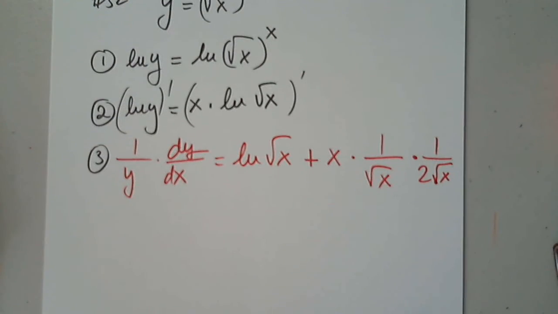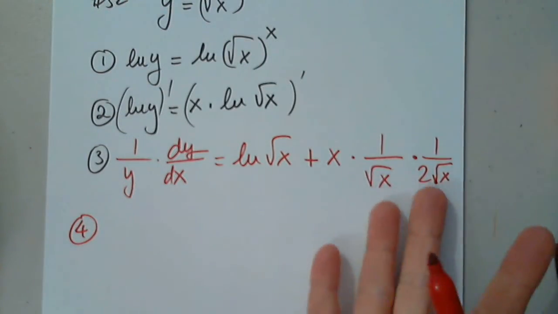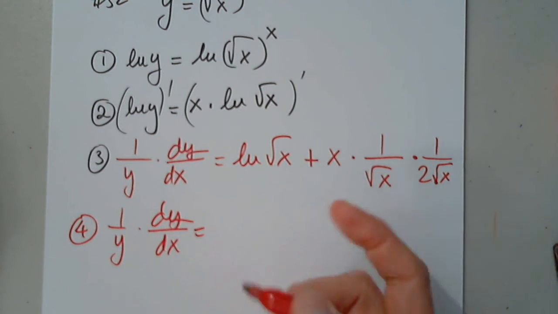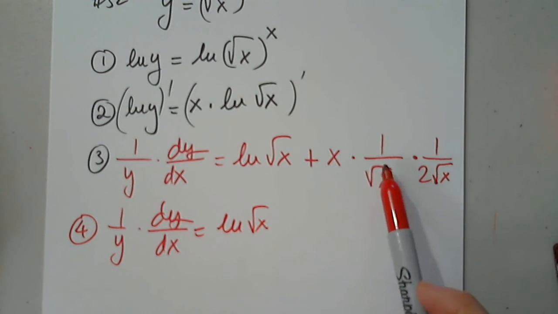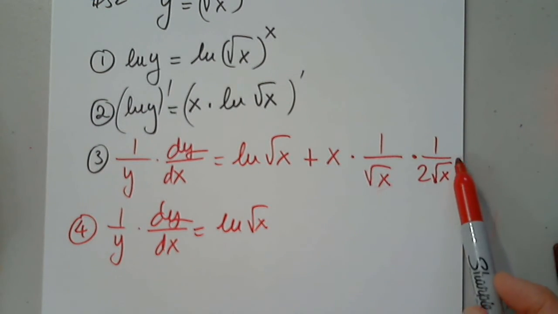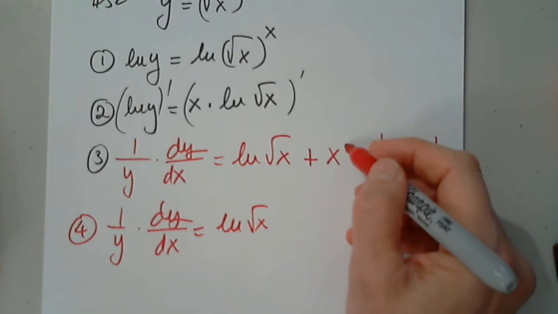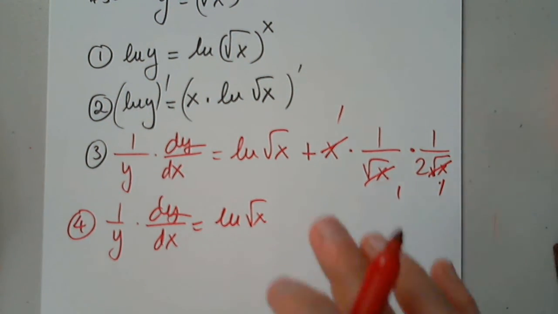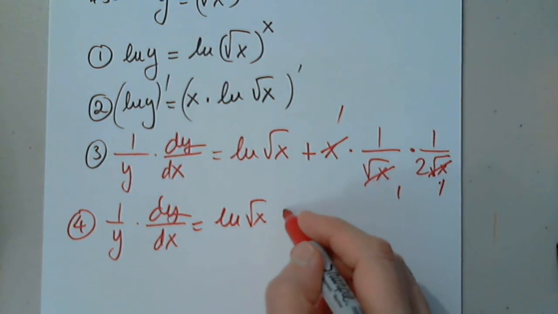Awesome. So now I have to clean it up. In step 4, let's clean it up a little bit. 1 over y, dy over dx. The first piece is very clear. But look what happens here. When I multiply the square root of x by the square root of x, what do I get? x. Good. And I have an x at the top. The x from the top simplifies with the x from the denominator.